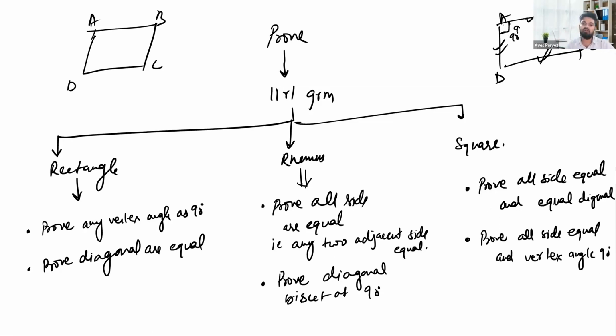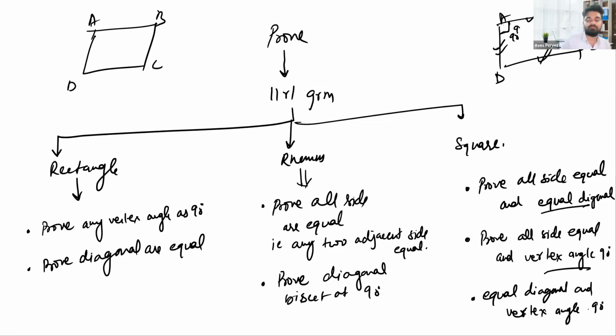So either you can prove all sides equal and diagonals equal, or you can prove all sides equal and vertex angle 90 degrees. Or even you can prove equal diagonals and vertex angle 90 degrees. So you can prove this, and it will automatically become a square. Okay, done. Note it down.